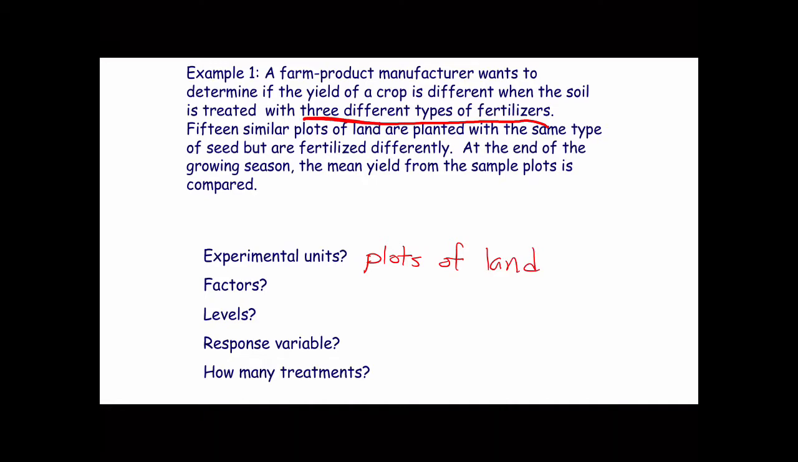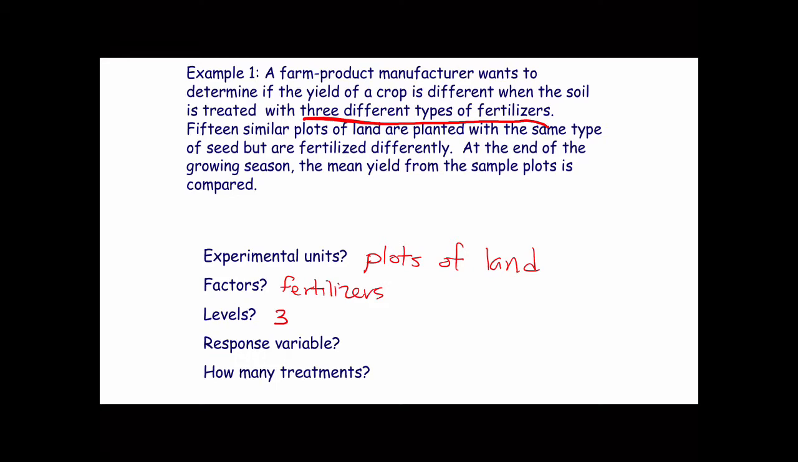And then what are the factors? Well, remember the factors are basically like your treatment. So your overall general form of treatment here is fertilizers. And then your levels is when you state how many or what type of fertilizers there are. So it just tells us how many there are. It doesn't tell us the actual names of the different types. So the levels here are 3. There are 3 levels to this factor.